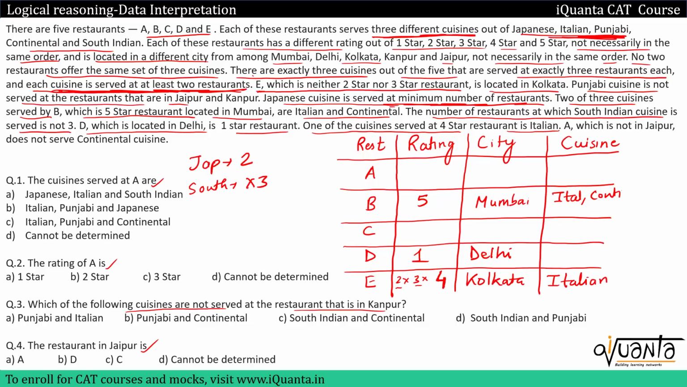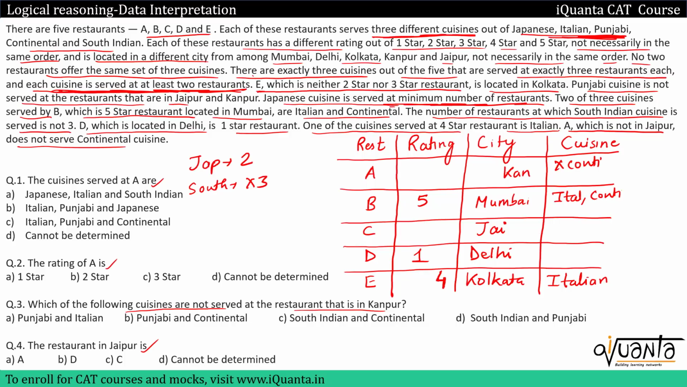Okay. Then we have been given A, which is not in Jaipur. So A is not in Jaipur. A cannot be in Mumbai because B is in Mumbai. A cannot be in Delhi because D is in Delhi. A cannot be in Kolkata because E is in Kolkata. So only one city remains, which is Kanpur. So A will be in Kanpur, and only one city remains for restaurant C over here. It will be assigned Jaipur. Okay, so now we know the cities of these restaurants. So A, which is not in Jaipur, does not serve continental cuisine. So A is not serving continental.